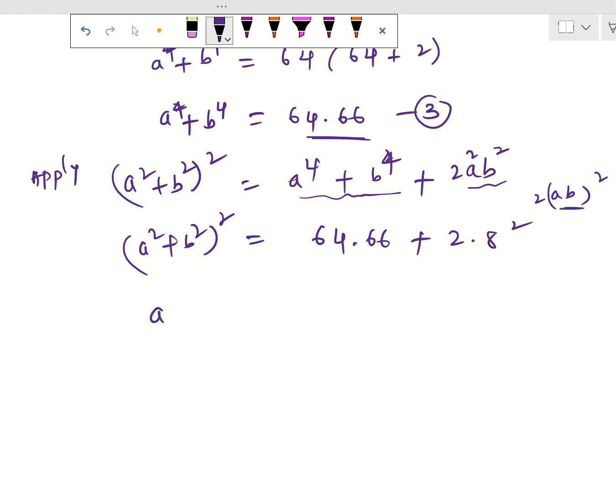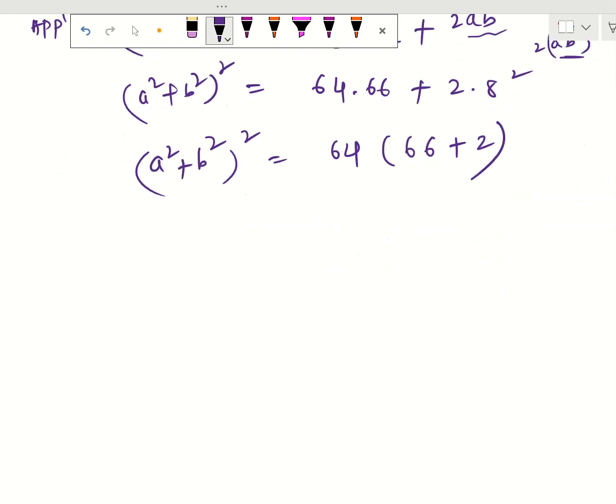So again we write this equation: (a square plus b square) whole to the power of square will be 64. If we take the common out, then it will be 66 plus, and here 2. So 8 square is what? 64. 8 square is 64. Okay, then if we take 64 as a common, then 2 remains. And if we solve this one, 64 into 66 plus 2 is 68, and here it remains (a square plus b square) whole square, right?